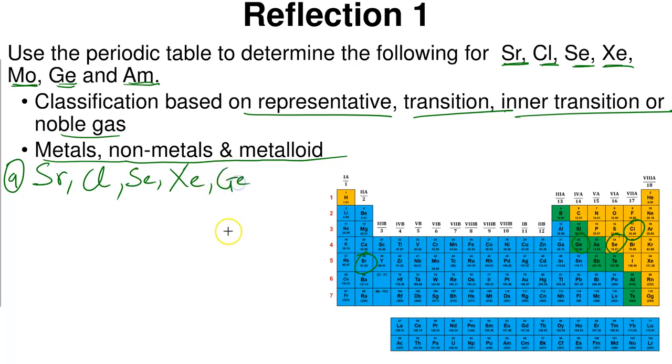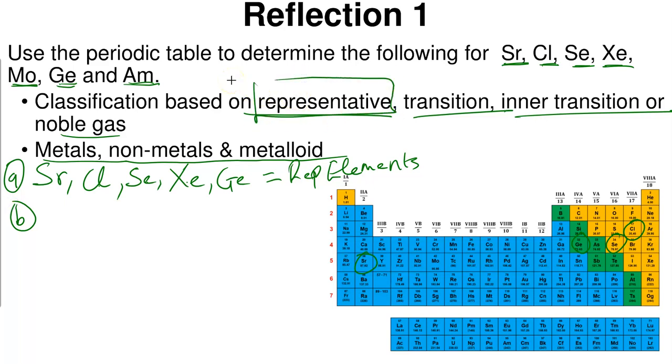Molybdenum is not a representative element. Molybdenum is here, so we're not putting it, and we're not putting americium. Americium itself is down here, an inner transition element. So these five are all representative elements. Then B. So we've knocked this one out. What about the transition? Which one is the transition element? Molybdenum to me is the only transition element I see here. So that's transition.